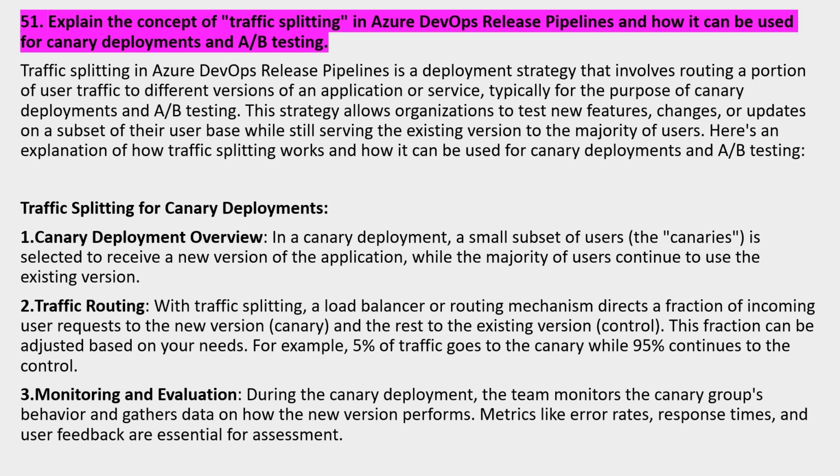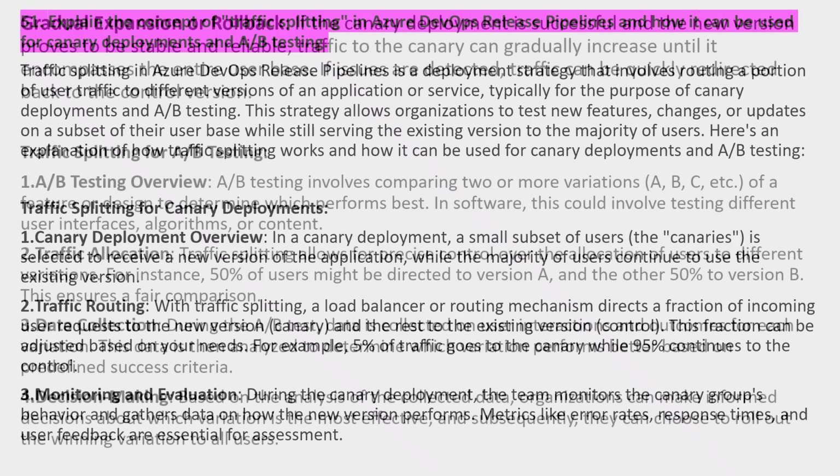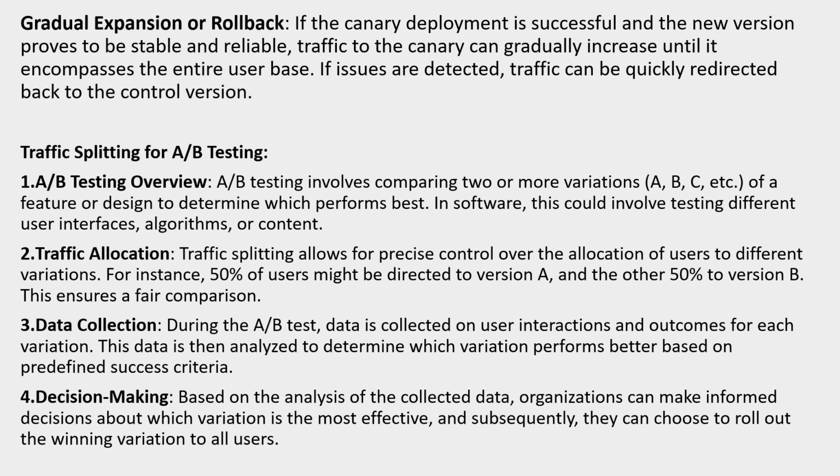Monitoring and evaluation. During the canary deployment, the team monitors the canary group's behavior and gathers data on how the new version performs. Metrics like error rates, response times, and user feedback are essential for assessment. Gradual expansion or rollback. If the canary deployment is successful and the new version proves to be stable and reliable, traffic to the canary can gradually increase until it encompasses the entire user base. If issues are detected, traffic can be quickly redirected back to the control version.